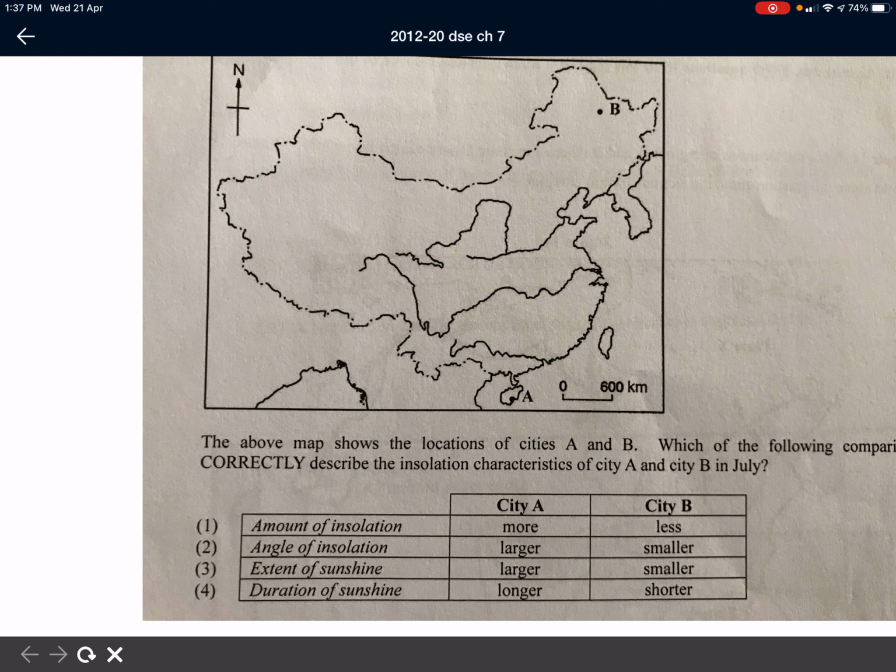And then the angle of insolation. Angle of insolation should be the same as the amount of insolation. Larger angle of insolation, larger amount of insolation. Smaller angle of insolation, smaller amount of insolation. Extent of sunshine. What's extent of sunshine? It talks about how much area the sunshine is covering. Indeed, extent of sunshine should be in a negative correlation with the angle of insolation as well as the amount of insolation. So number 3 is not correct.